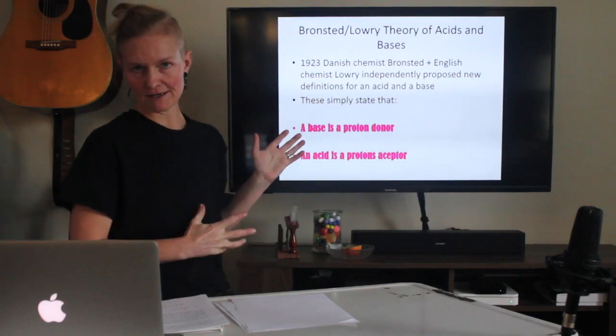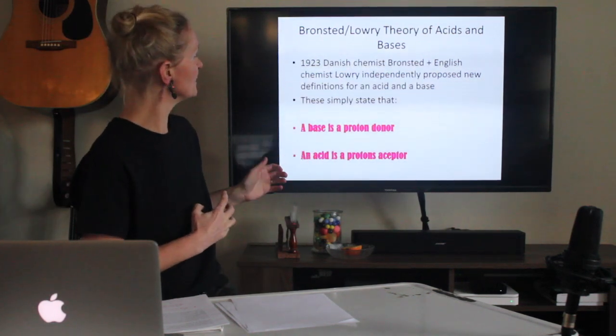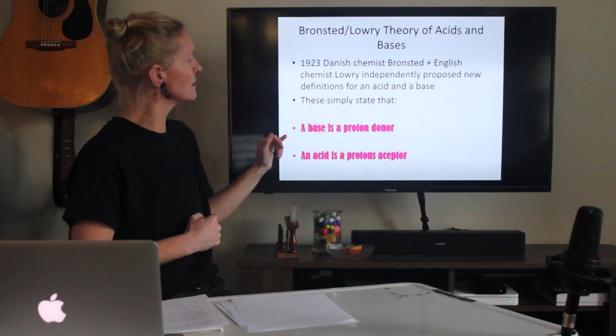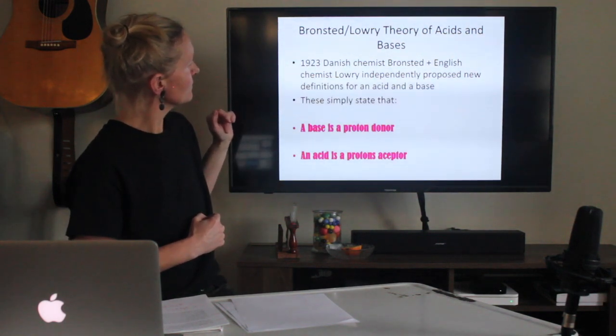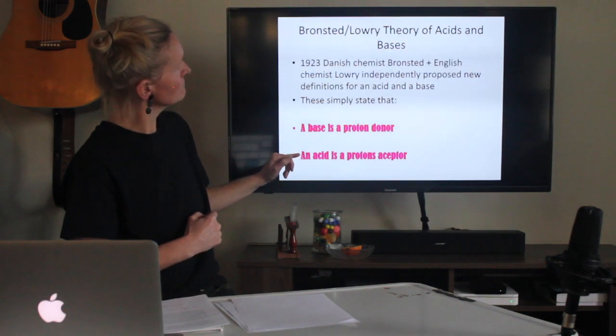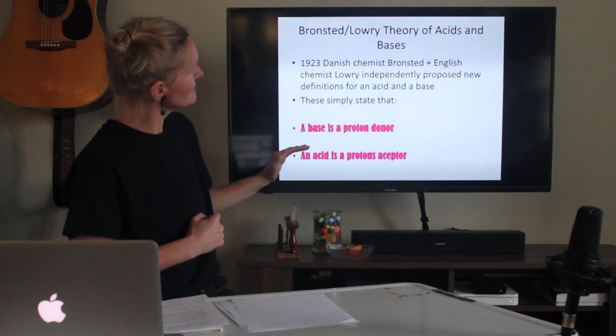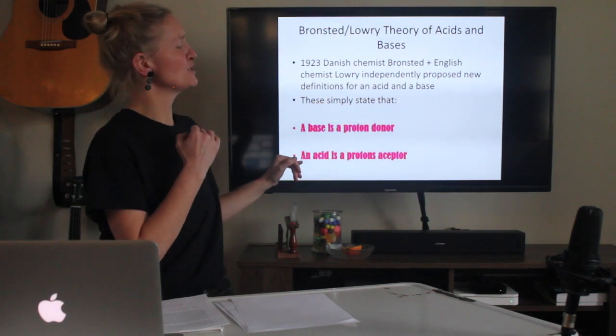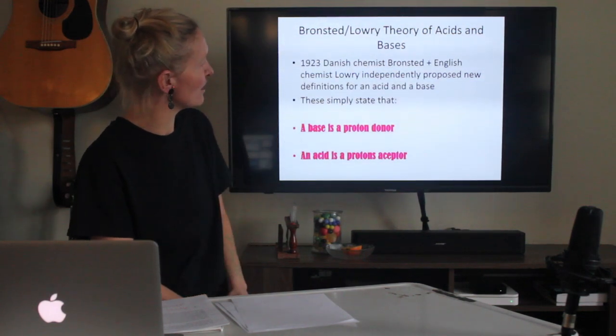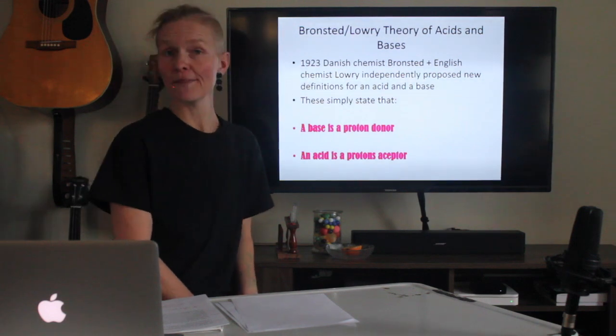So basically, in the Bronsted-Lowry definition, a base is a proton donor, and this is wrong actually, the base is a proton acceptor and an acid is a proton donor. So this slide is actually wrong. Sorry about that.